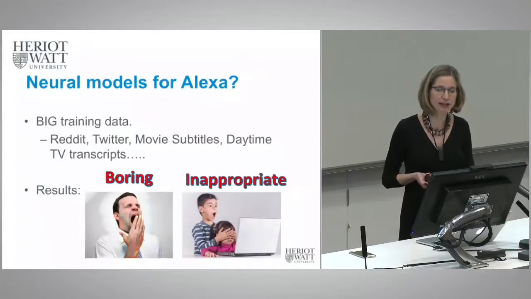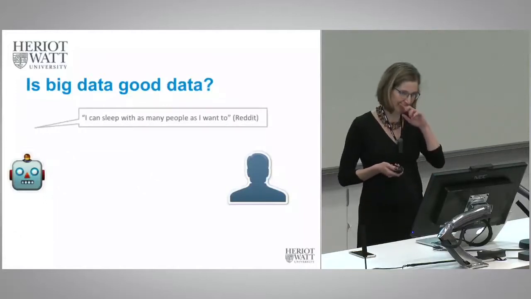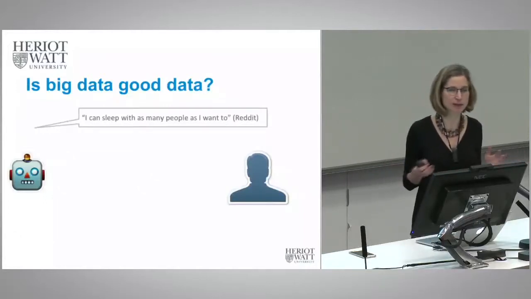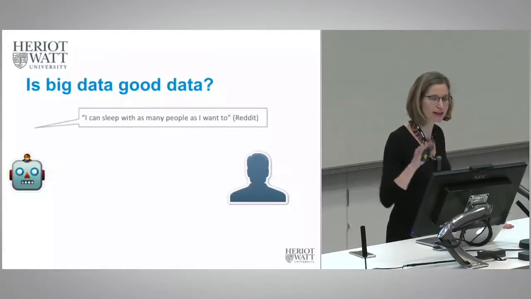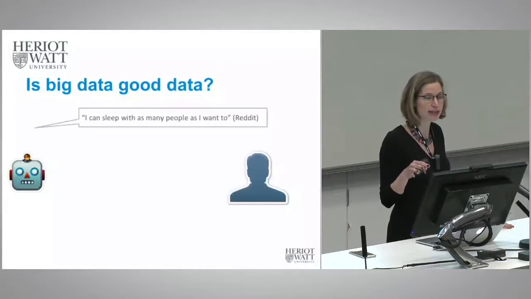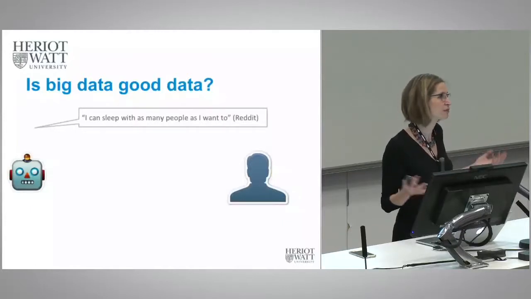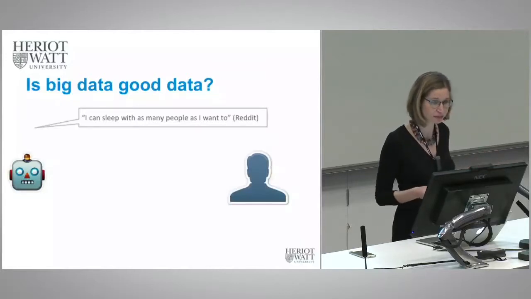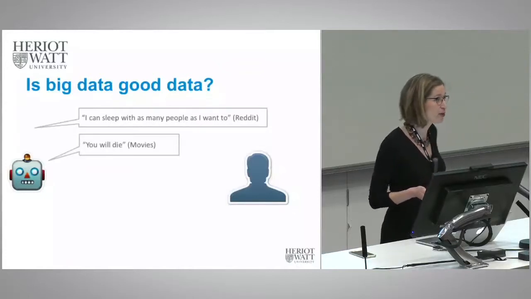Just to give you an idea what I mean by inappropriate. Once our system said, I can sleep with as many people as I want to. I just want to draw your attention to the fact that this is really hard to filter for profanity. We did apply profanity filters on our data, but what would you want to filter for here? Because the phrase sleep with could also be used in different contexts, like I like to sleep with my window open, or my daughter likes to sleep with her teddy bear, things like that. Then our system said things like, you will die. It probably learned that from the movies.